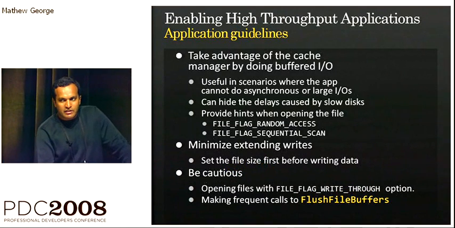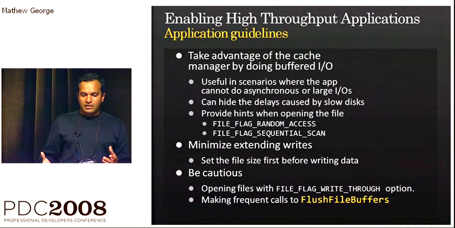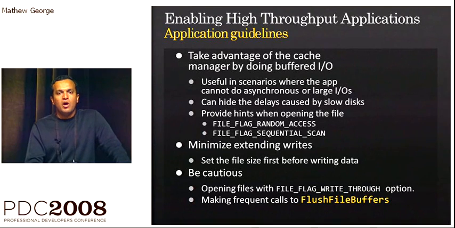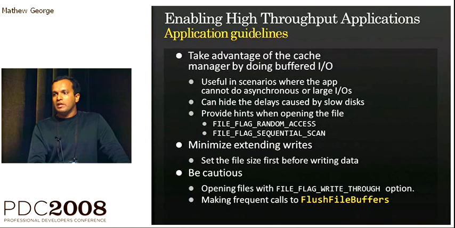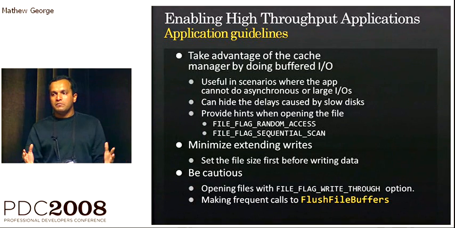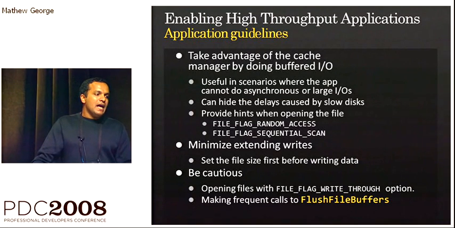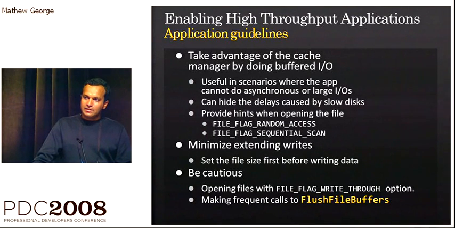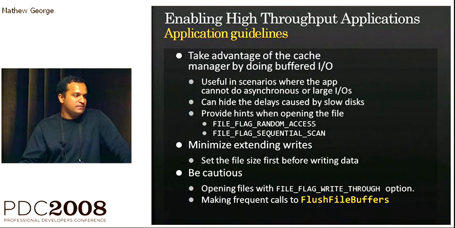Next one, if you can't change your app to use large I/Os or asynchronous I/Os, try to make use of the cache manager. Try to make use of caching, because if you're doing small I/Os, you let it run through the cache, and the cache manager will actually issue larger I/Os down to the network, and then it will satisfy your small I/Os from the cache. So use the cache manager whenever you can. It can also hide delays with slow disks. If you have a really slow IDE or SATA disk, using the cache can sometimes help you hide disk latencies.